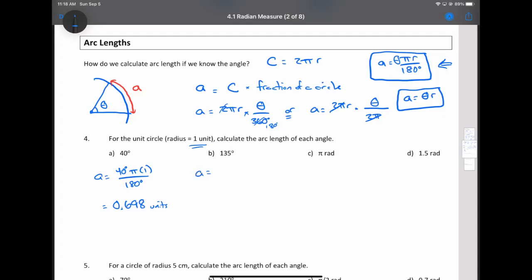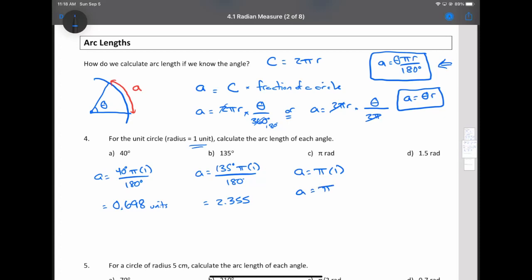Same thing here. If we have 135 degrees, it's just 135 degrees times pi times radius, which is 1, over 180. 135 times 3.14 divided by 180 is 2.35, or 2.355. Okay. What if we have it in radians? Well, if we have it in radians, it's actually pretty nice. Our formula just says it's angle times radius.